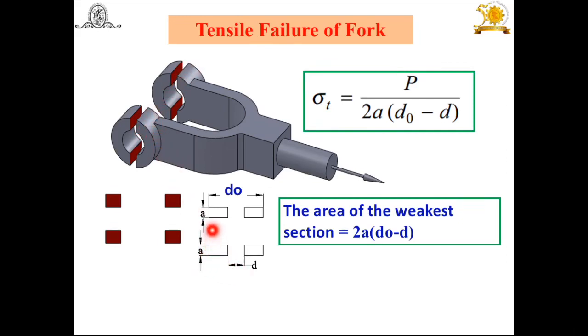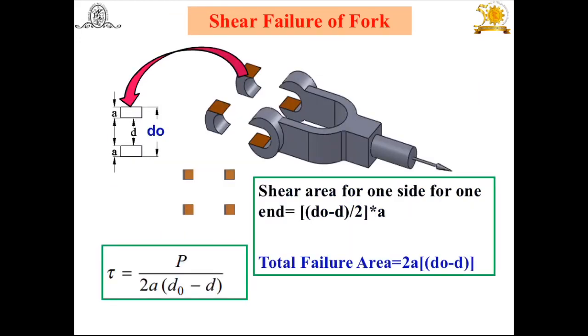Here it is mentioned. Therefore the area of this weakest section is equal to a into (do minus d). But here there is the top eye and the bottom eye, that's why multiplied by 2. Therefore 2a into (do minus d). So you will get the tensile stress induced in the fork, P upon this area of the weakest section that we have to consider. And you can check this induced tensile stress should be less than the permissible stress for the fork. Then the second case, shear failure of the fork.